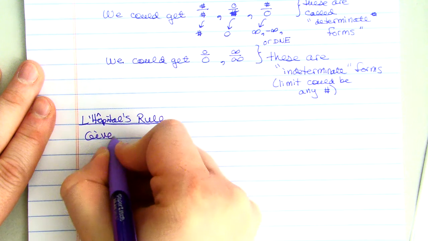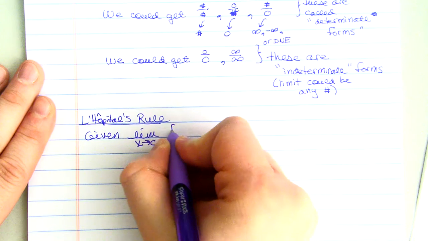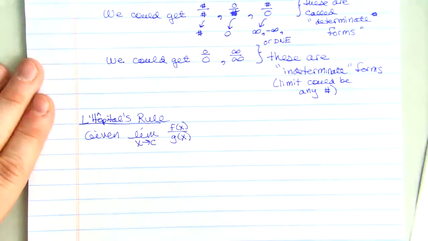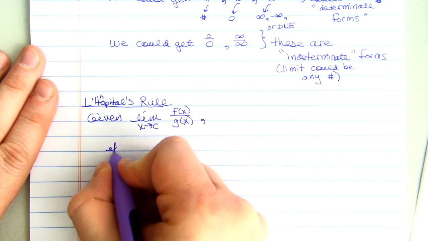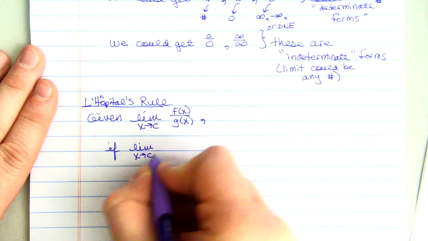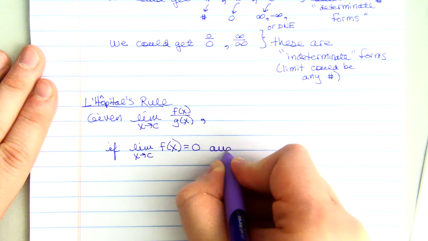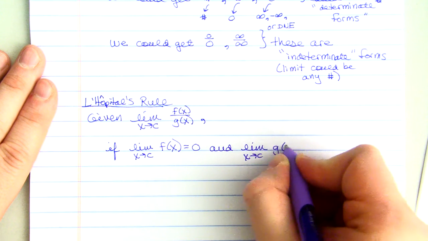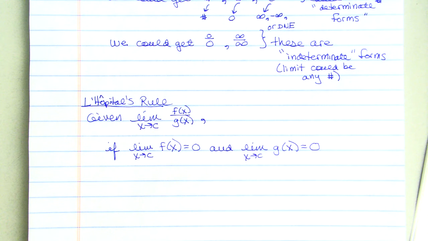Given the limit as x approaches c of f of x over g of x. If I want to find a limit of a ratio of two functions, if the limit as x approaches c of the numerator equals 0 and the limit as x approaches c of the denominator equals 0, which means I'd have that indeterminate form of 0 over 0.